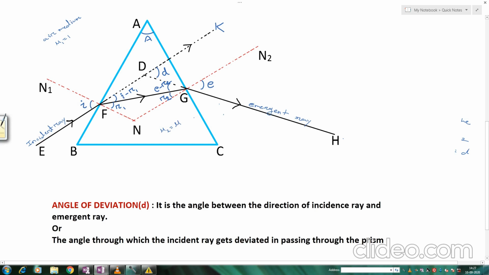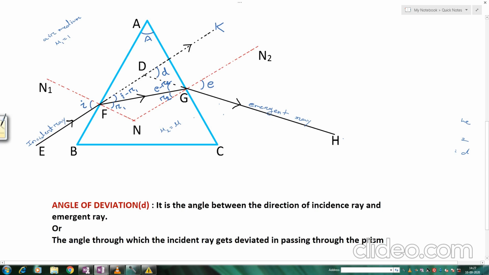See, EDK would be the path of the incident ray, but due to the refraction at the face AB, it will bend towards the normal. So here FG is the refracted ray, and here i is the angle of incidence for the refraction at this first face, and r1 is the angle of refraction for the refraction at this face AB.